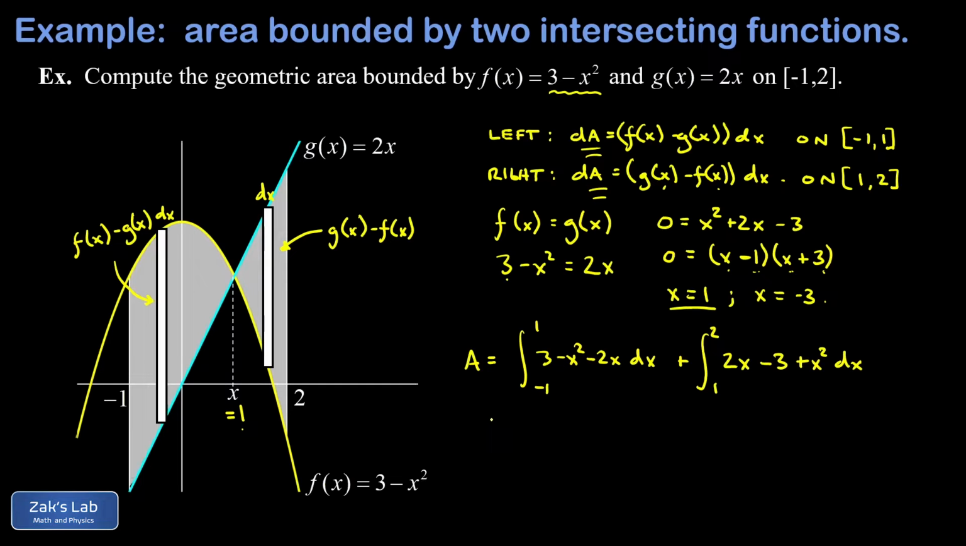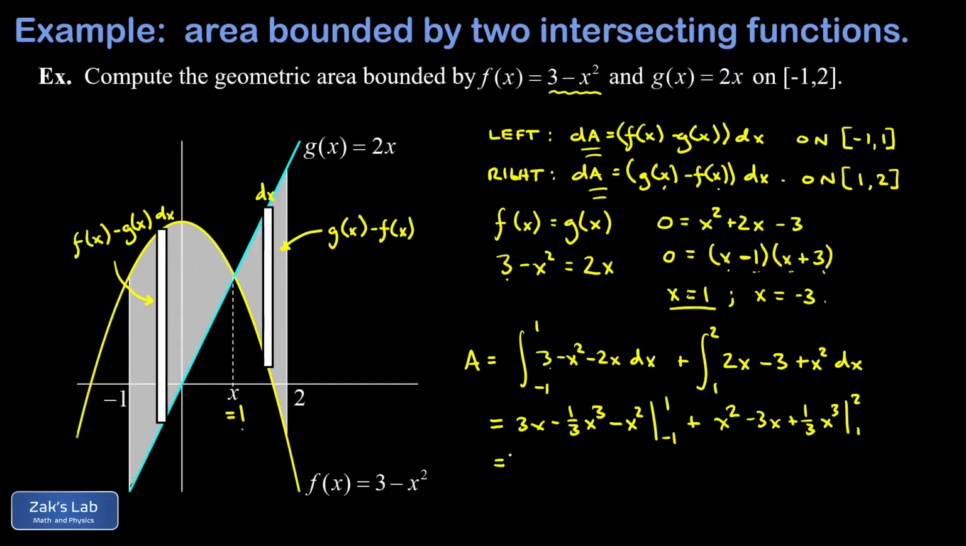Now all we have to do is guess antiderivatives and evaluate across the endpoints. The antiderivative of 3 is 3x. x squared gives me a 1/3 x cubed using the power rule. -2x gives me an x squared, so minus x squared. That's evaluated from -1 to 1. Then we have an x squared minus 3x plus 1/3 x cubed, evaluated from 1 to 2.